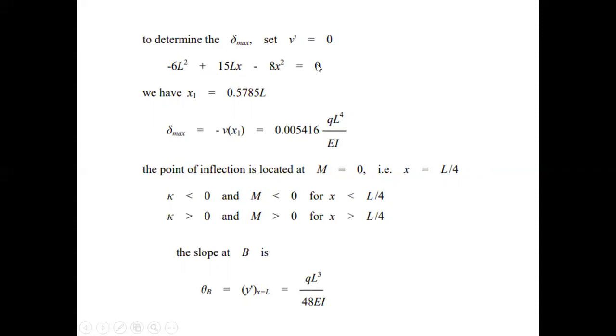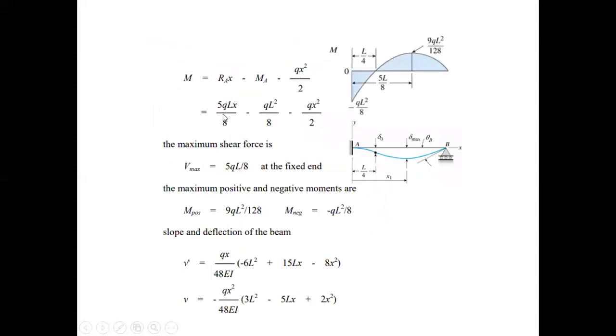This is the equation for the maximum deflection. So we know that x1 is equal to 0.5785 L. So we'll put the value over here, and the equation for Vx1 turns out to be like this. So this is the condition for the maximum, because we know that maximum will occur at this point.